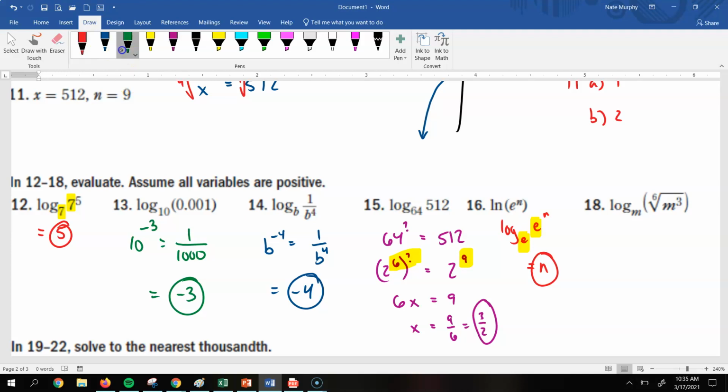All right, let's look at number 18. Number 18, I'm going to change the way that this looks. So this is the same as log base m of m to the 3/6 power. And again, anytime this base and this base are the same, your answer is that exponent. So our answer for this would be 3/6. Now anytime we deal with fractions, we want to reduce those. So 3/6 reduces to 1/2. So your answer for number 18 would just be 1/2.